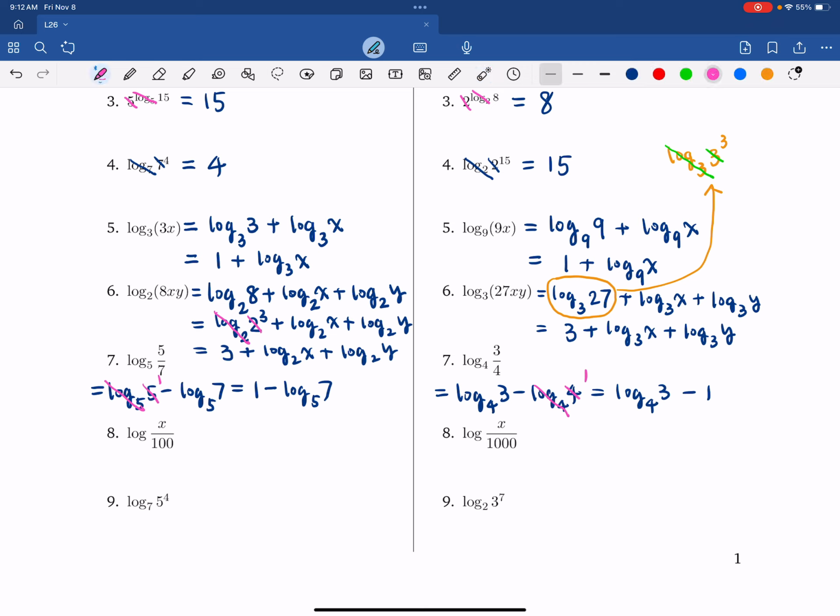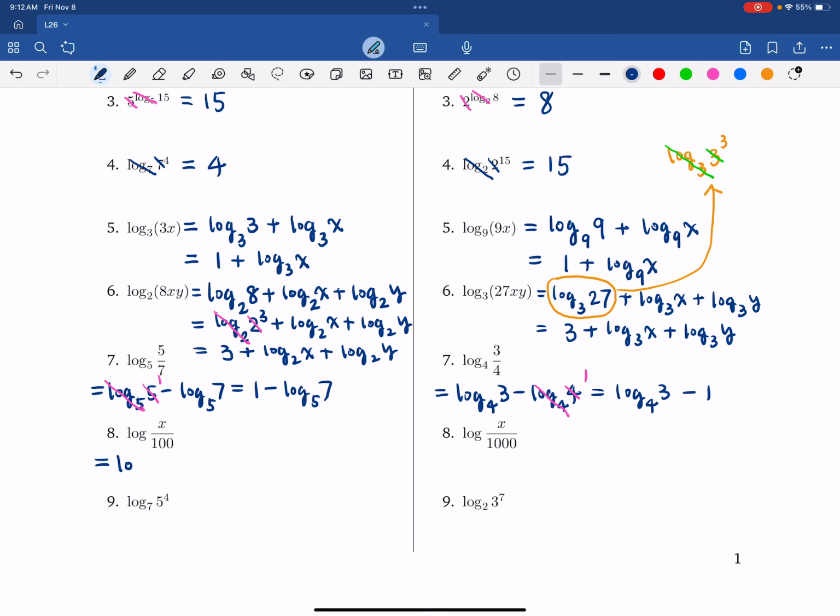Okay, number 8. Number 8 is log of x divided by 100. So notice that this one doesn't have a base. And according to the previous handout, it's one of the common logs. If you don't see a base in a log function, the base is 10, right? So there is a base 10 right there. But we will still use the same property, which is the quotient rule. We're going to split them.